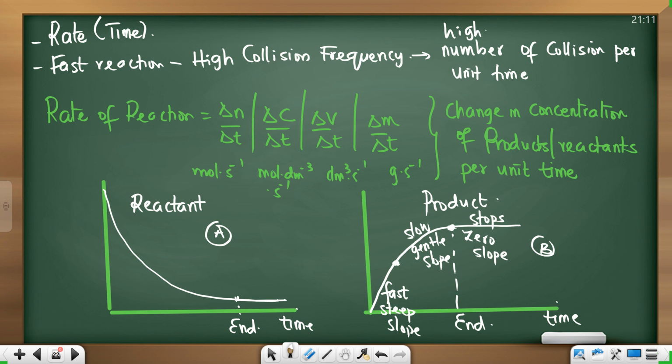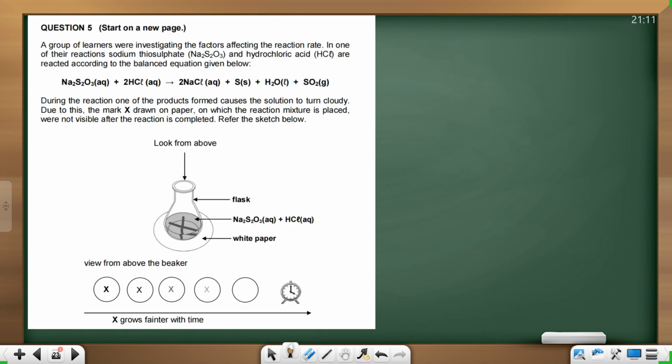So take note of that. The same thing on the left-hand side. The steepness will tell us about the reaction. Let's go calculate. I hope there's a stoichiometry as well in this. I'm praying that there is a stoichiometry that we can look at.